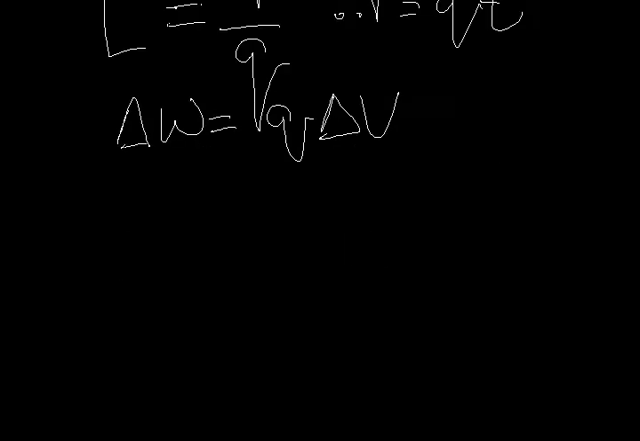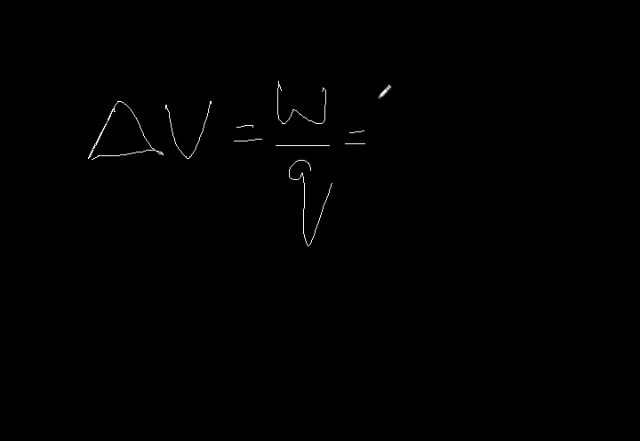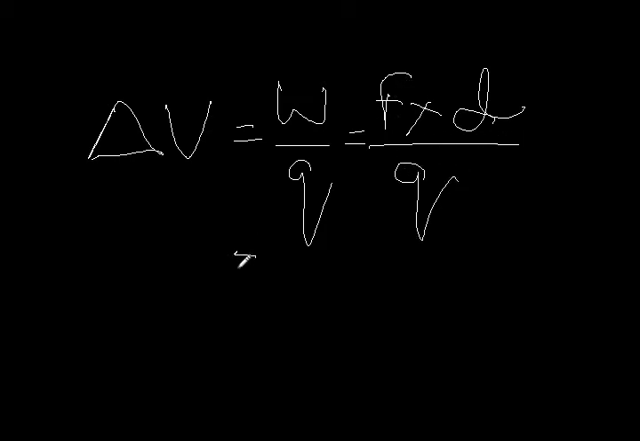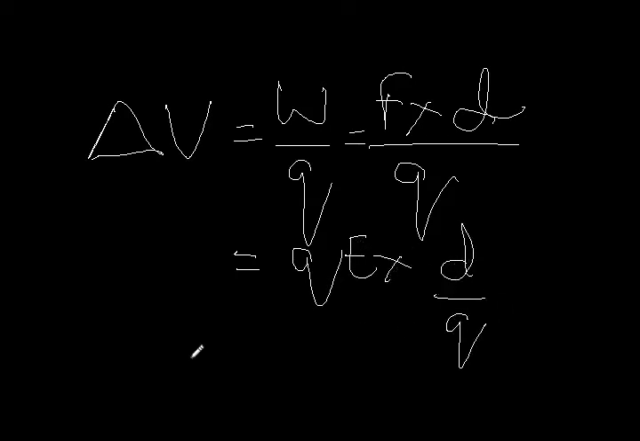Now let's see how that can be availed. You can put the potential difference del V as W by Q, and the work, as we have already done in many cases, is force times displacement. And the force, as we have just learned, is the product of Q into E. So that gives you the relation where you can write that del V, or V simply, is E into D.